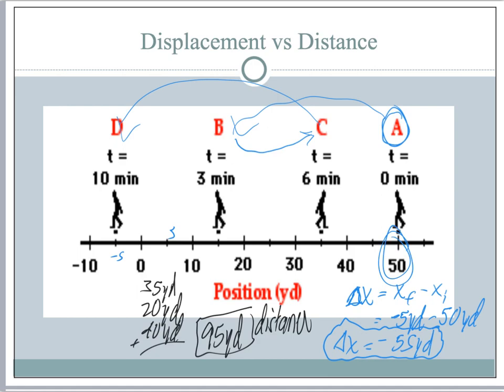So again, as you can see, 95 yards, there's no direction there, it's just a scalar quantity. And then -55 yards is the direction with the magnitude for the displacement. Hopefully that's pretty straightforward.